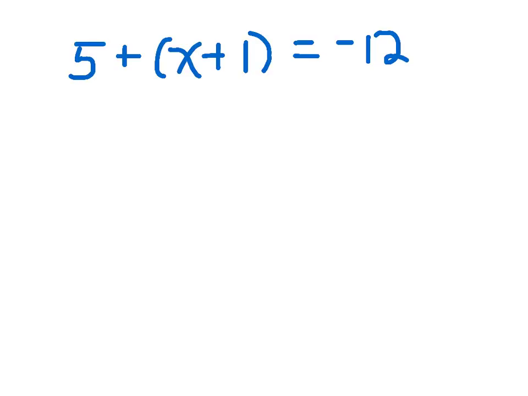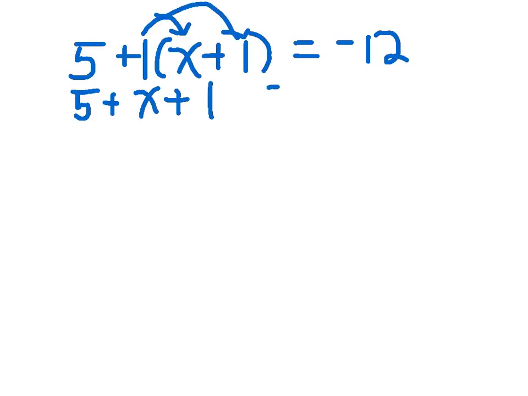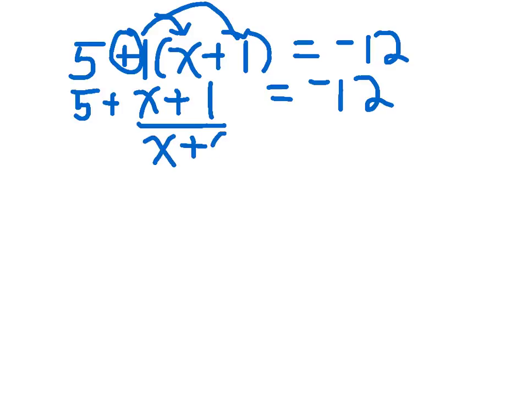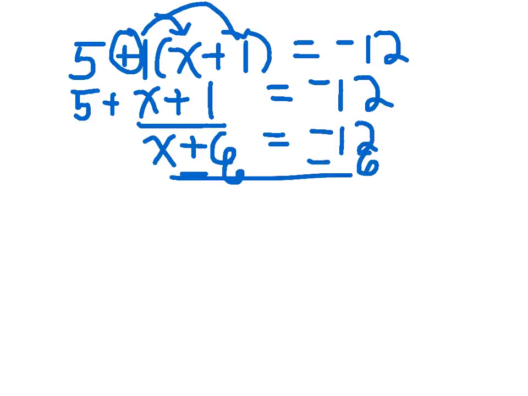There's no number outside of the parentheses to distribute over them, so I can think of it as a 1, because if I multiply a number by 1, I don't change its value. So 5 plus, I distribute the 1 over here, I have x. I distribute the 1 over the 1, I have 1, equals negative 12. Notice, x plus 1 doesn't change. If my sign here is positive, this is the same with or without parentheses. I combine my like terms to give me x plus 6 is negative 12. Subtract 6 from both sides, and I have x equals negative 18.